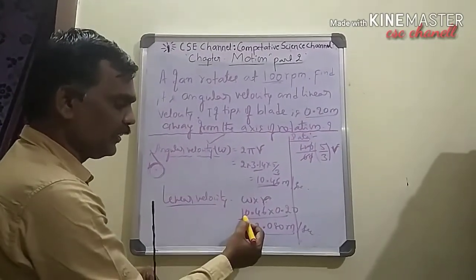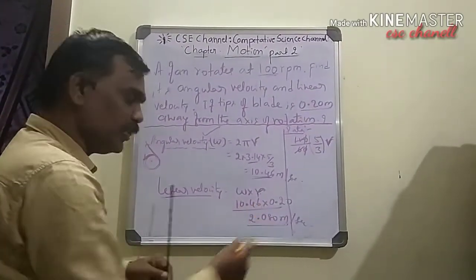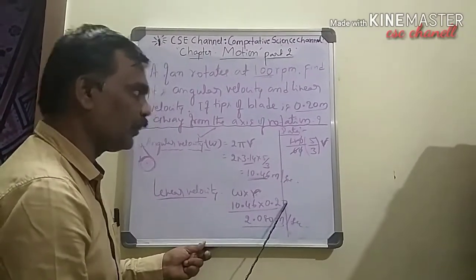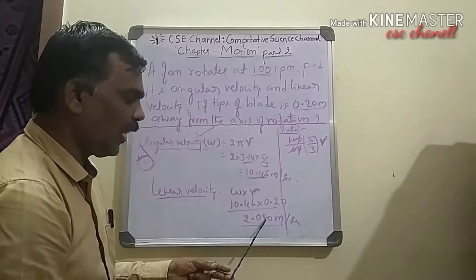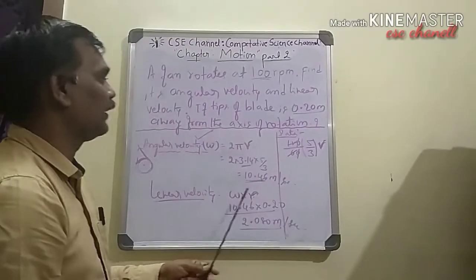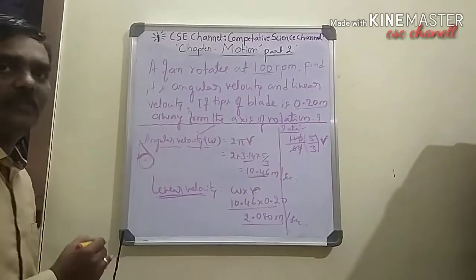The angular velocity is 10.46 into 0.20 meter. So 2.092 meters per second is the linear velocity.